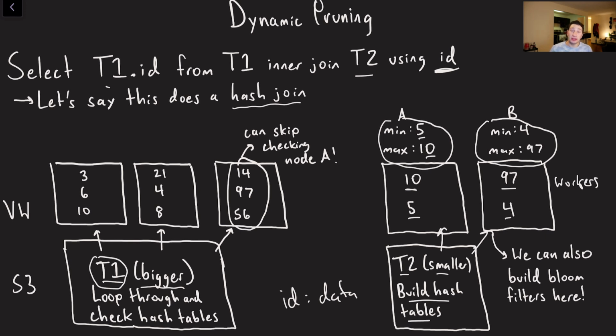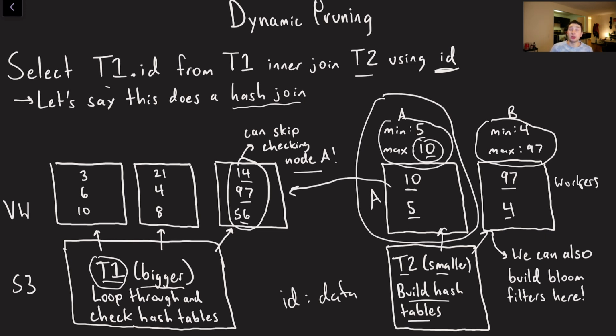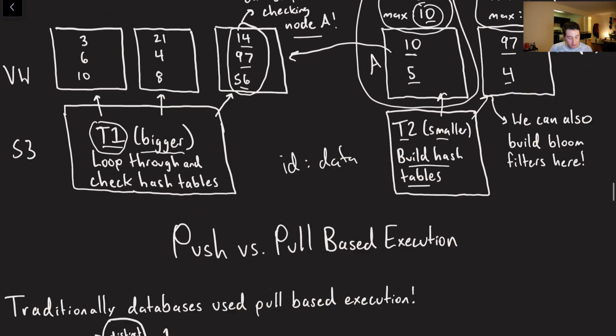Let's imagine, same idea, T1 is bigger. So we're going to split up the key set such that we have 3 workers in our virtual warehouse that are reading from this table. Let's say this one is responsible for finding all of the join information for data that includes 14, 97, and 56. Since we know that 14, 97, and 56 are all greater than the number 10, we can basically skip checking node A. Doing this type of thing is also another nice optimization. To be clear, this is node A right here. We know that there's not going to be any viable joins between them, so we can skip actually sending all of this data over the network over here, and that's going to speed things up quite a bit.